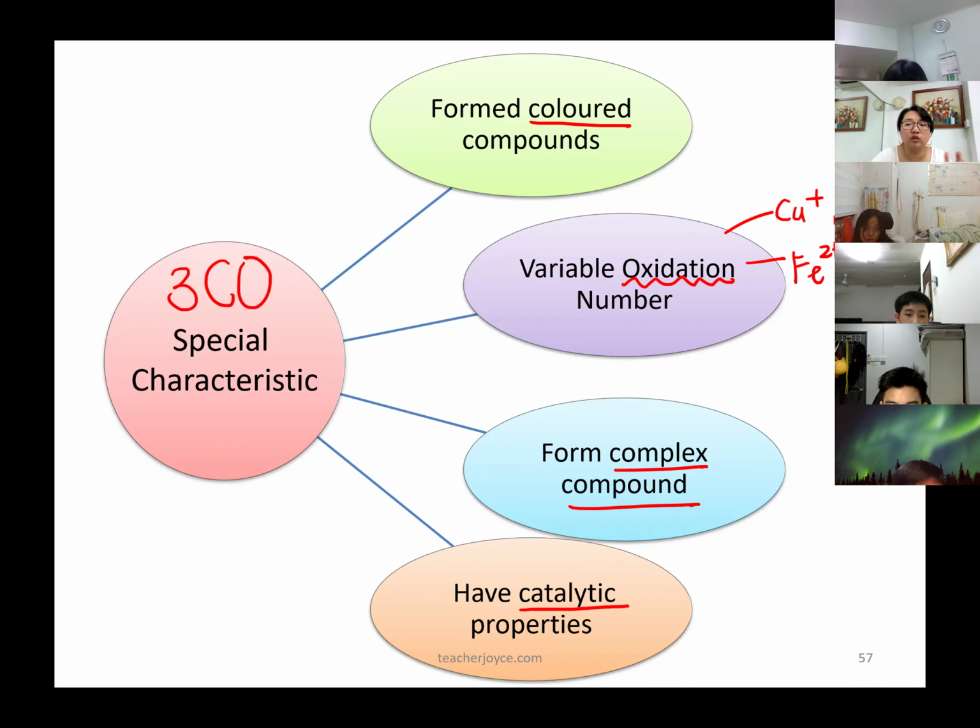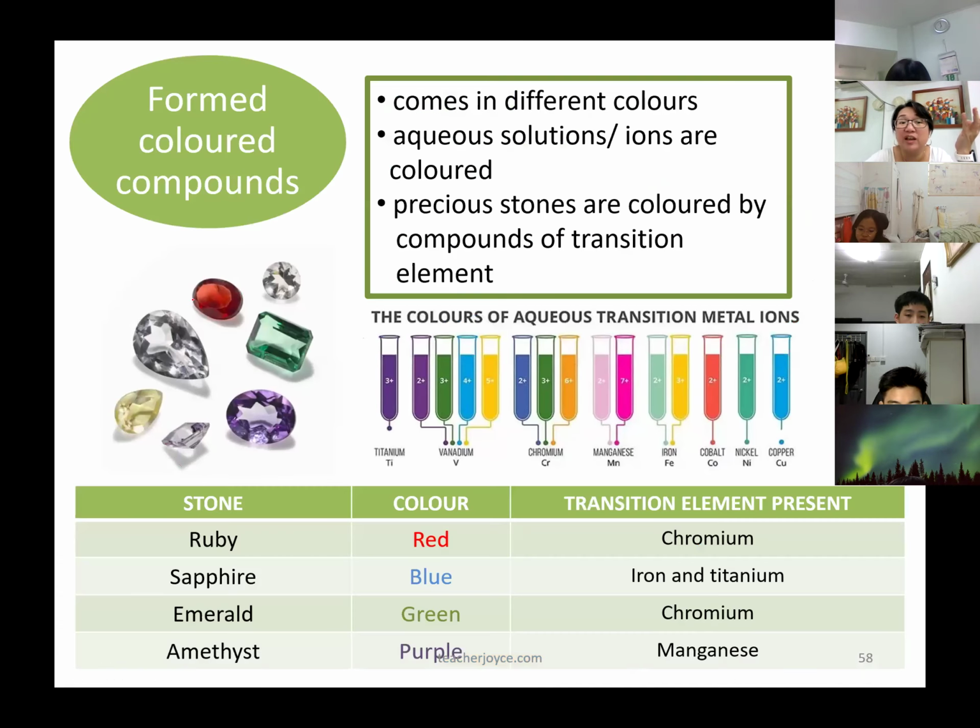So the first C is colorful. Let me tell you where you find color. I'm sure you all know. Red ruby, right? Green is emerald. You know Wizard of Oz? You see everything green? That is Emerald City. This is amethyst, purple, right?